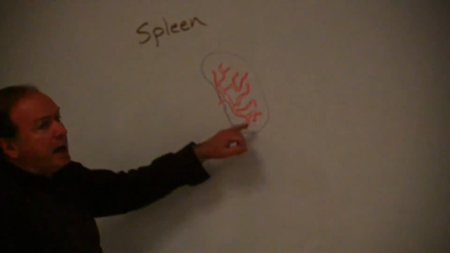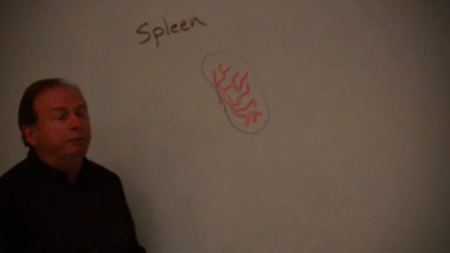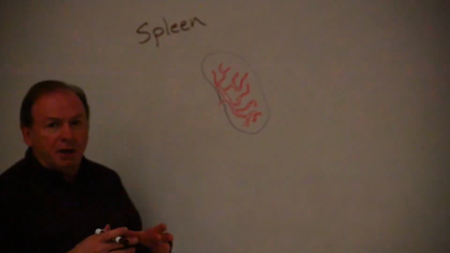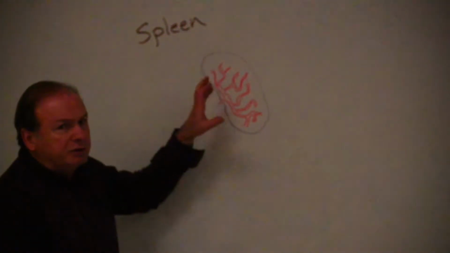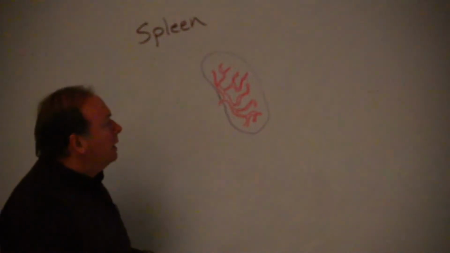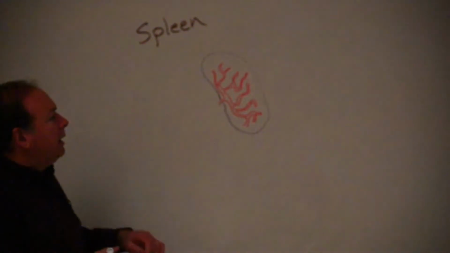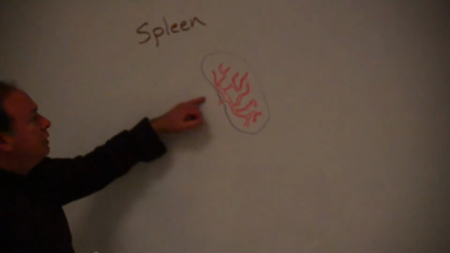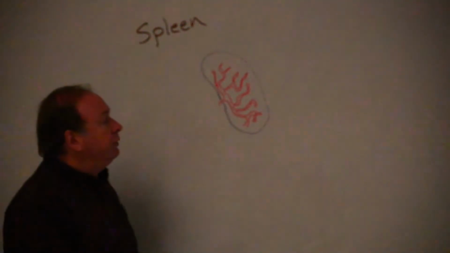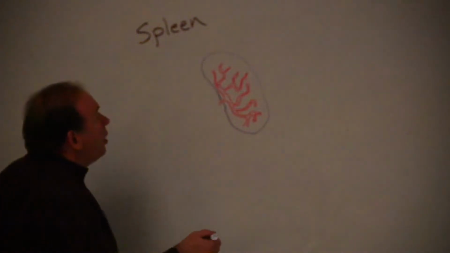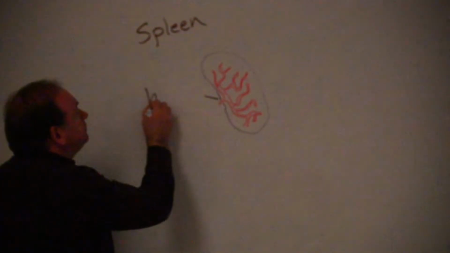It's surrounded by a capsule, a splenic capsule. In that capsule are some contractile cells, some myofibroblasts that give a slight contractile quality to the outer layer. There's one location on the spleen where we have the entry and the exit of blood vessels. That's referred to as a hilum or a hilus.